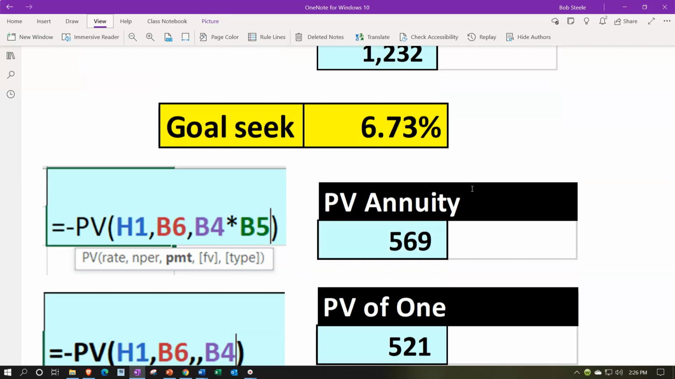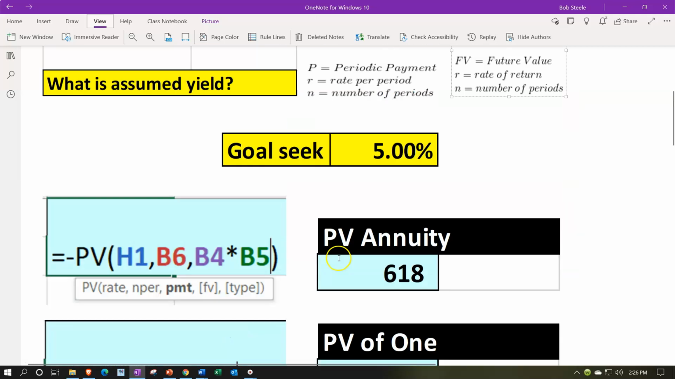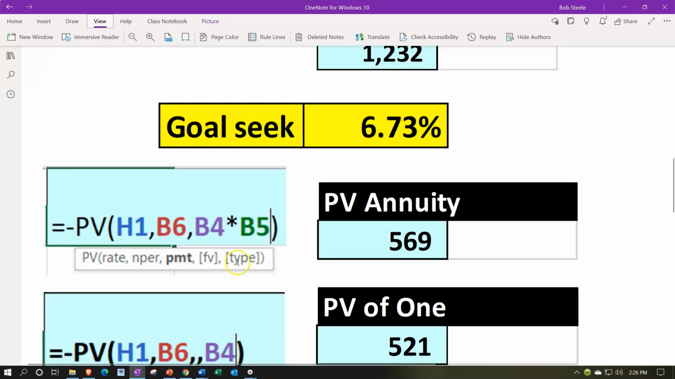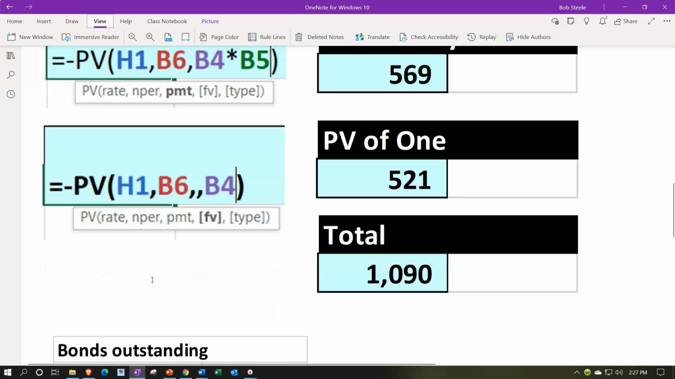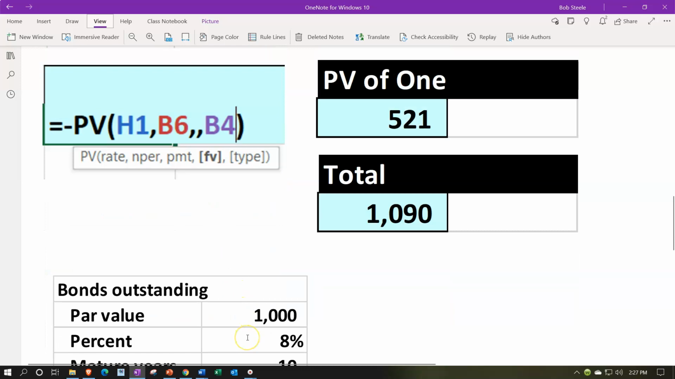Then we can basically double check this problem and work it again to see if we get to the end result of the 1,090, which is what we want it to be. That's going to be the 1,090. We can then say, okay, now let's take the present value of the rate, which is now that 6.73 about, comma, number of periods, which is going to be 10, and then comma, the payment, which is going to be the 1,000 times the 8%.